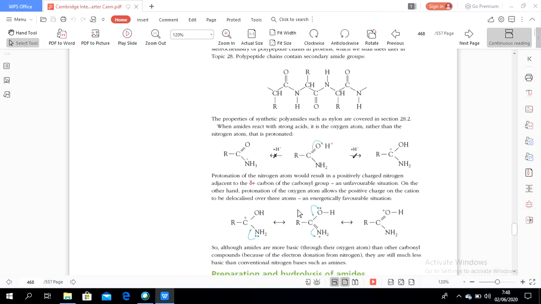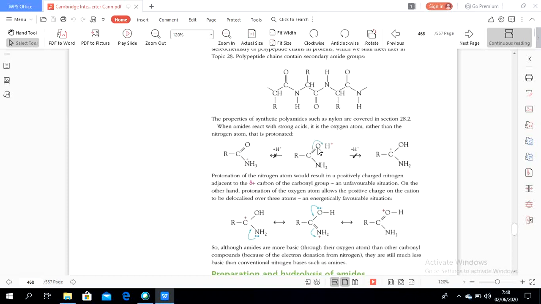When amides react with strong acid, it is the oxygen atom rather than the nitrogen atom that is protonated. Okay, protonated means it gains a proton. So when amides react with strong acid, we know this is the structure of amides. If it reacts with acid and becomes like this, this is incorrect. This never occurs.